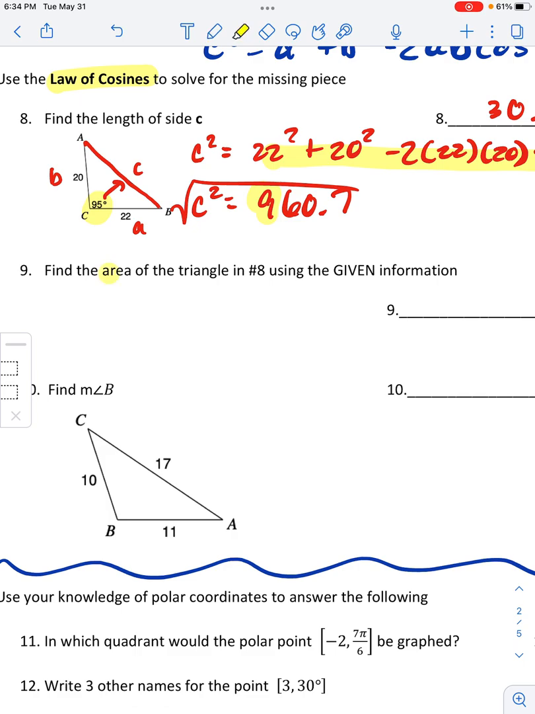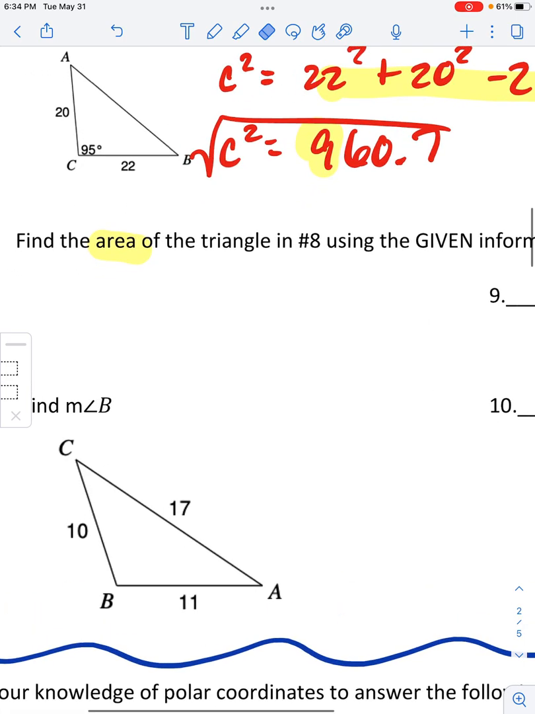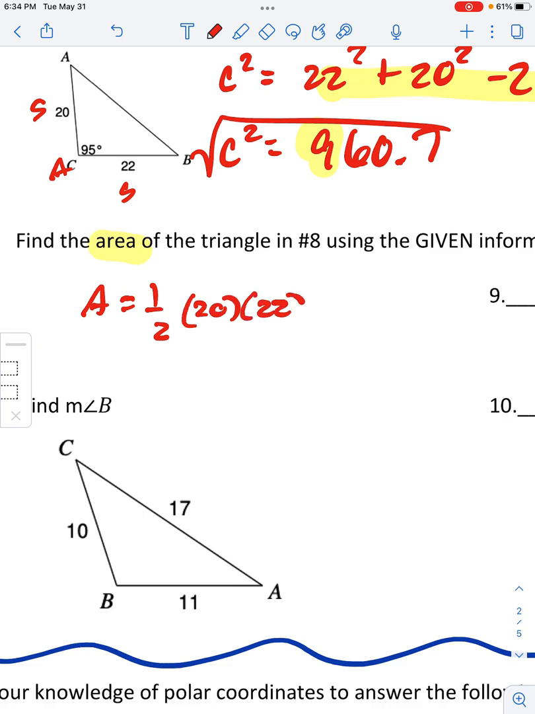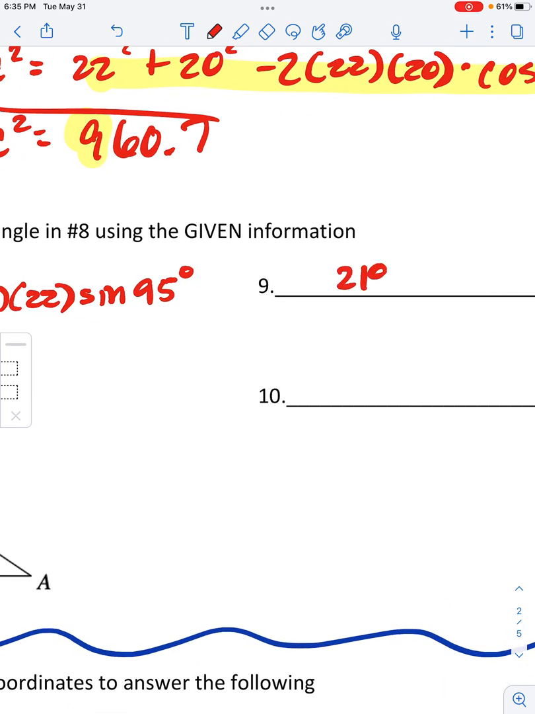Okay, this one's asking me to find the area of the triangle using the given information. So let's get rid of all the fluffies. Okay, this one doesn't give me options. It is only side, angle, side. So I'm going to use the easy one. 1/2 times the side one times the other side. Doesn't matter which one goes where. Times the sine of the angle they create. I am getting 219.2-ish.